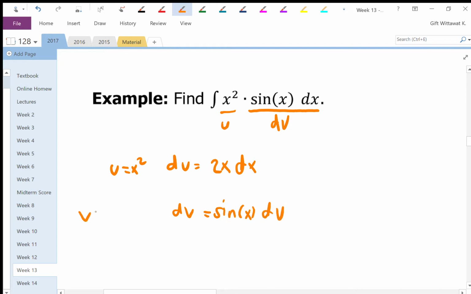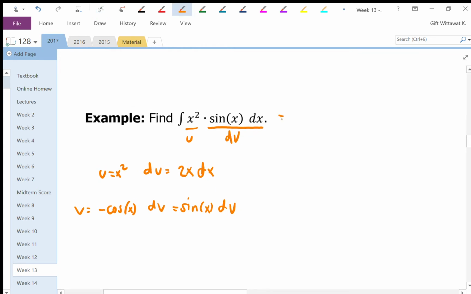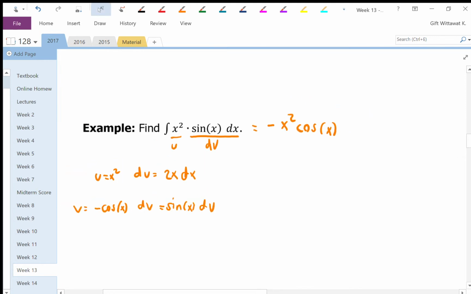Then my v is going to be negative cosine of x, because that's the integral of sine. So now I have found my ingredients. Let me put that all together in a formula. That's going to be u times v, so negative x squared cosine x, plus the integral of, let's see, v du.